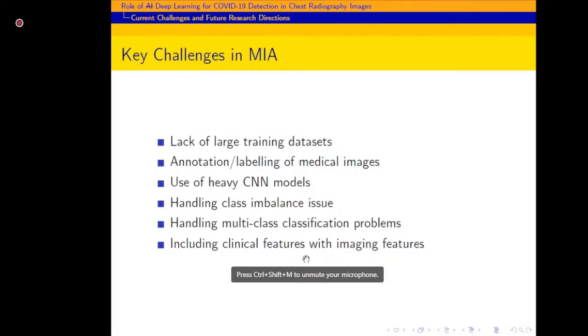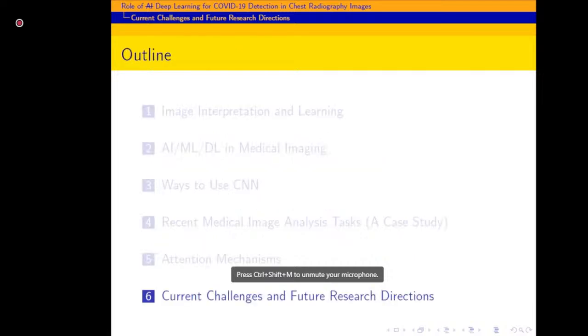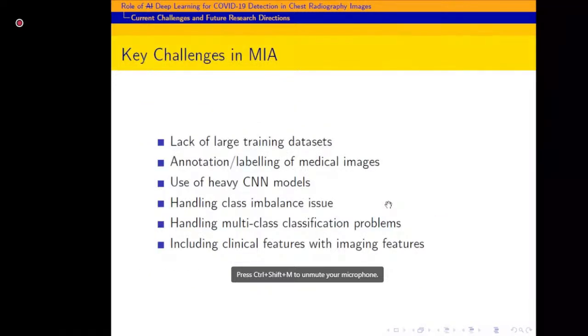What I have shown you in many of my slides is nothing but the imaging features. We're not talking about the clinical features. So can we combine the clinical features, which also have some relevance in identifying some sort of disease, with the imaging features to come up with a final decision? Yes, it is possible, and this is the current trend of what people are doing in this field, right? That can also be done with this COVID-19 problem.